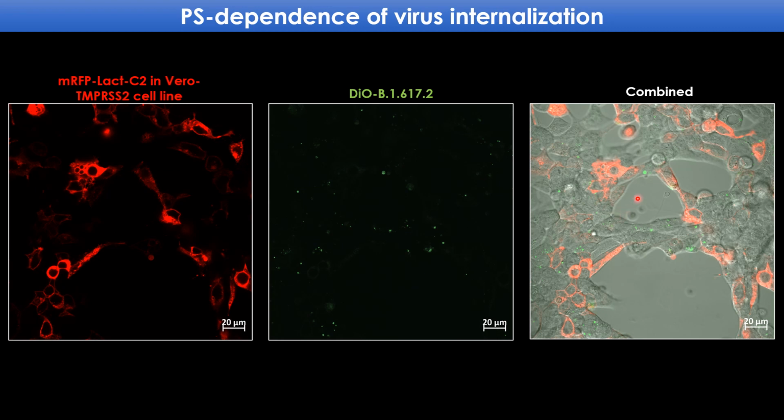So this can be seen from the data here. Here the white arrows are showing virions inside cells which are not red, that is where LAC-C2 is not being expressed. So wherever LAC-C2 is present, there we do not see any internalized virions.